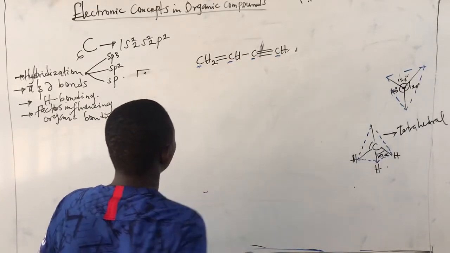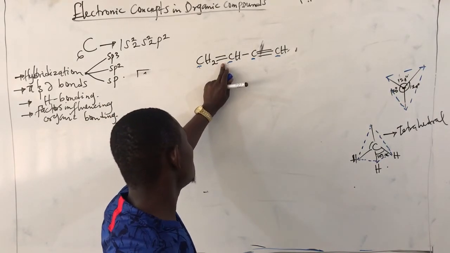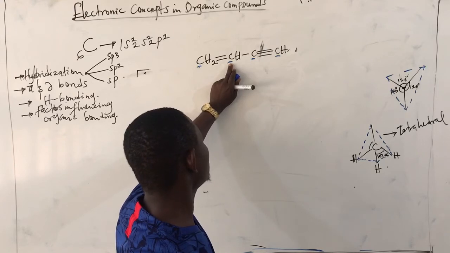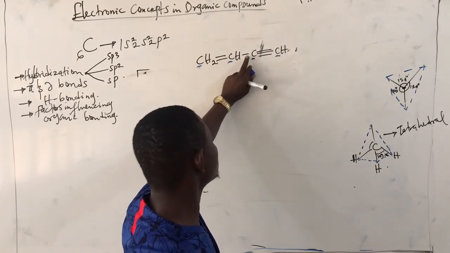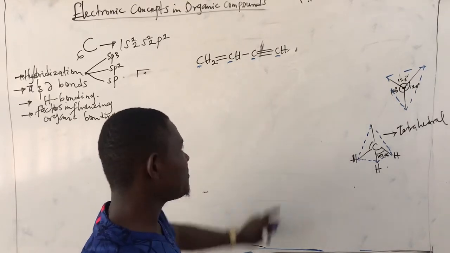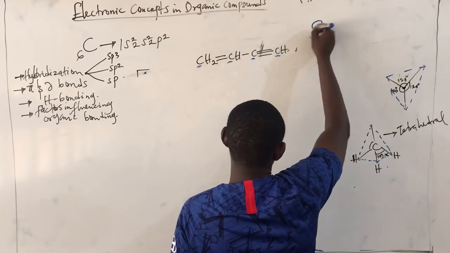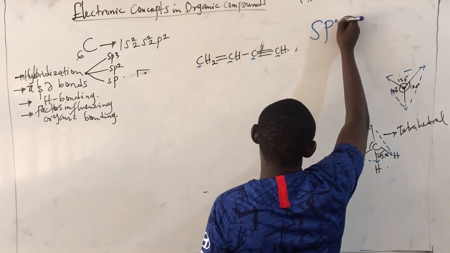If you come to this carbon, you say, okay, this carbon is having a double bond, so it is sp2 hybridized. But when you come to this carbon, you say, this carbon is having a double bond here and it's also having a single bond here. So which of them am I going to use to determine its hybridization? So you are going to be a bit confused. And that is why we have a general formula, which is what? sp raised to the power of n minus 1.